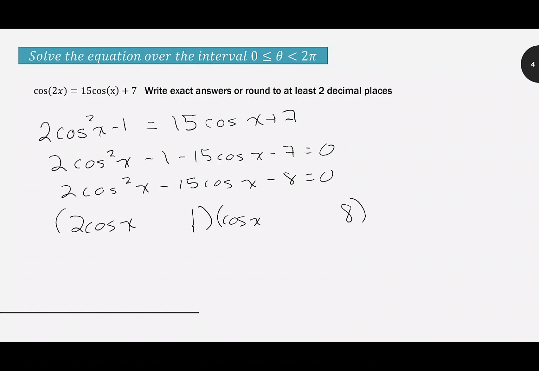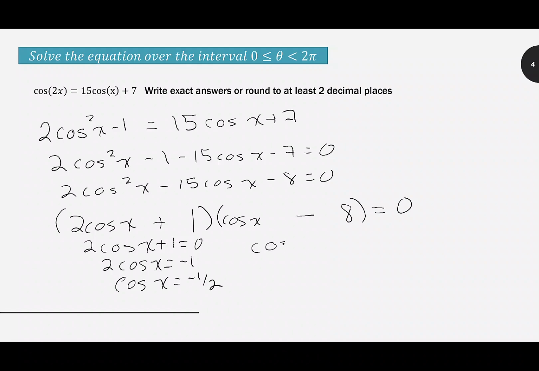We want to pay attention to the signs that we put in each of our factors. I want the 8 to be negative, that way I have negative 16, and then a plus 1, this gives me negative 15. I need to set each of these terms equal to 0. 2 cosine of x plus 1 equals 0 says 2 cosine of x is negative 1. Cosine of x is negative 1/2. My second term says cosine of x minus 8 equals 0, which simplifies to cosine of x equals 8.